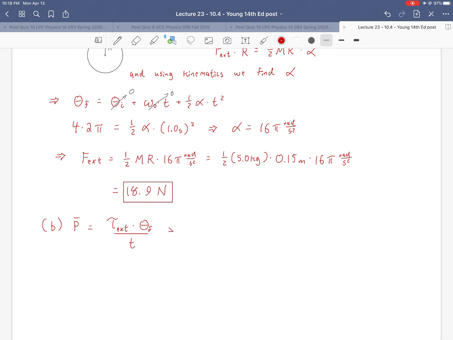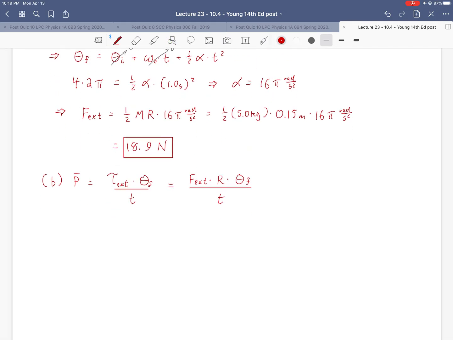Okay, and so then what that looks like is, so now we can write our torque. Okay, have I expressed the torque exactly? No, but we know what it's going to be. It's just going to be F external times radius. So it's just going to be F external times radius, and then times theta final, okay, which we know to be just 4 times 2 pi. Okay, and then we'll just divide that all by our time, which was stipulated to be 1 second. All right, now we are set.